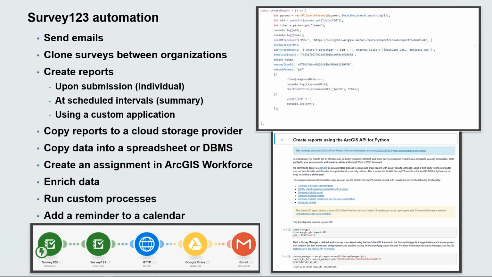So for example, in the screen captures that you see on screen, on the bottom left-hand side, you'll see an Integromat webhook that is configured to create a report as a survey is submitted, upload it to a Google Drive, and then send an email using the Gmail connector. On the bottom right, you'll see a notebook that we'll demo a little bit later on in this presentation using the ArcGIS API for Python to create reports. And then on the top right-hand side of the slide, you'll see a little screen capture of some JavaScript that uses the Survey123 Report REST API that is used in a custom application that will create reports dynamically for you.